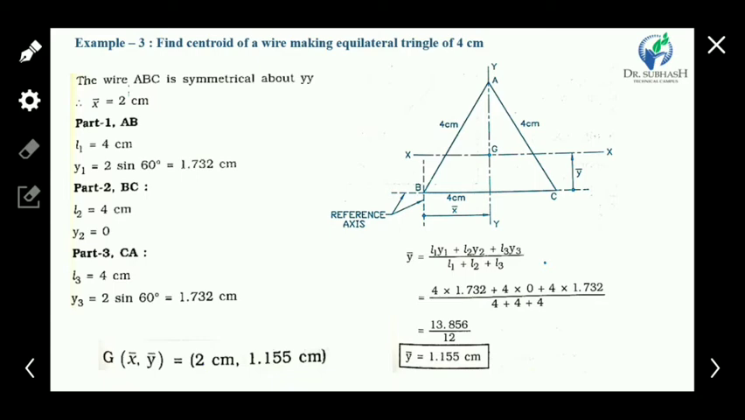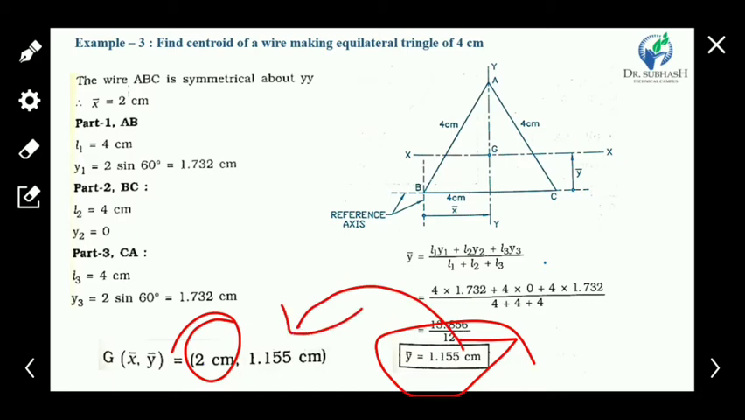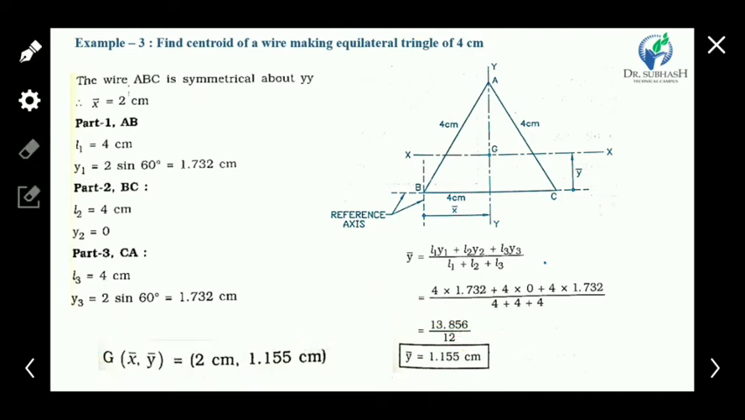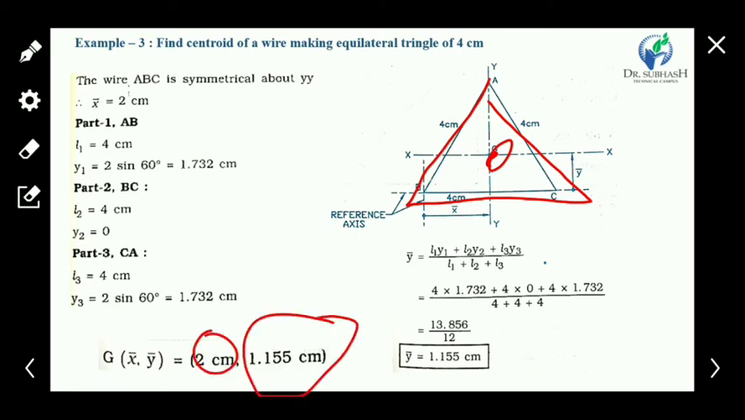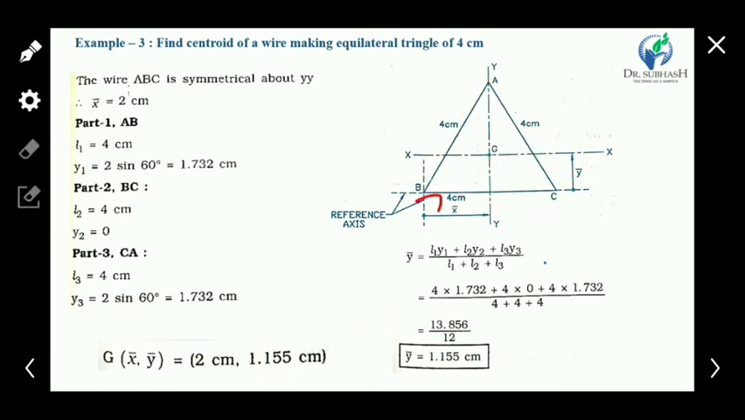So now put the values of L1, L2, L3 and y1, y2, y3 in this equation and get the value of y bar. We already have x bar, so we find the y bar value, and now we get the CG or centroid of this equilateral triangle. Its place is here, and its coordinates are 2 centimeter horizontally and 1.15 centimeter vertically from reference point B.